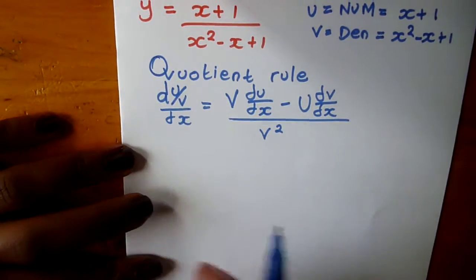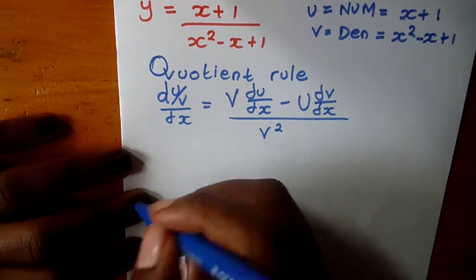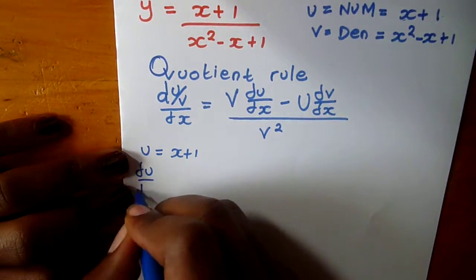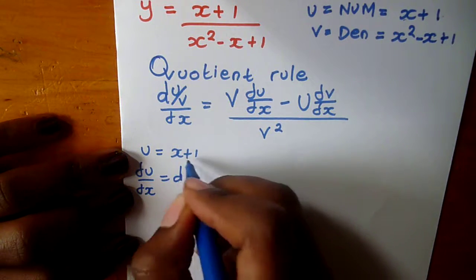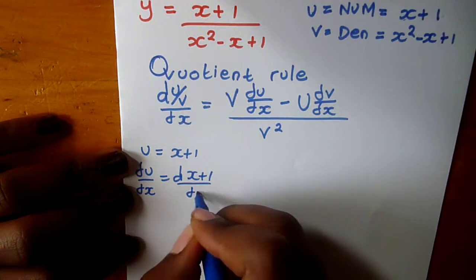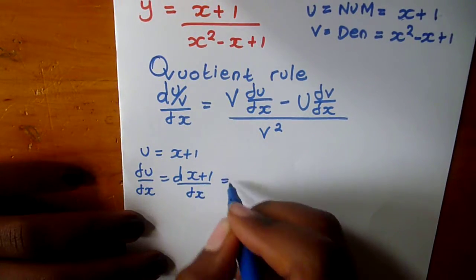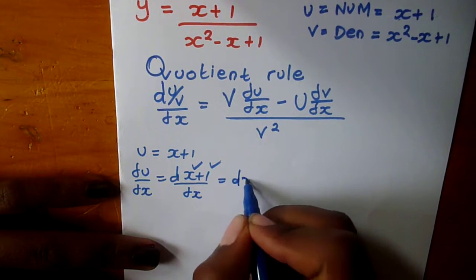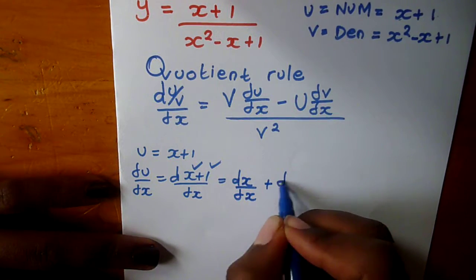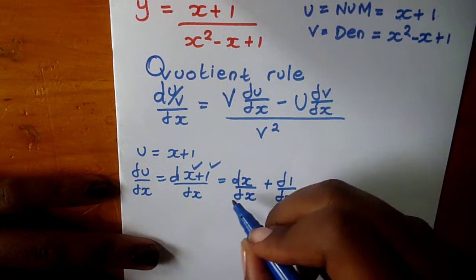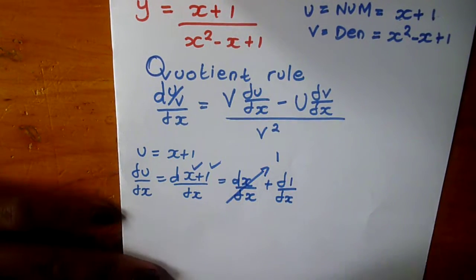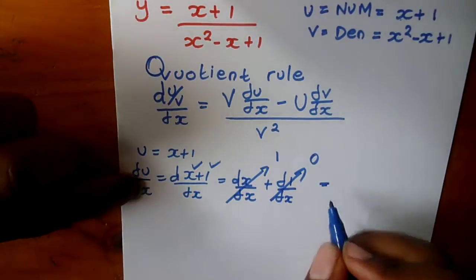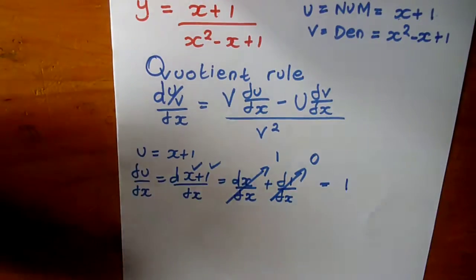So this is all that we're going to do. We've already said u to be x plus 1. Therefore, if u is equal to x plus 1, du with respect to dx, we're just going to differentiate the whole of this with respect to dx. And since there's a plus sign, we can separate the derivative on this term and on that term, so that we can have dx over dx plus d of 1 with respect to dx. This one will just go to 1. And the derivative of a constant is always 0. So du over dx will just be 1.